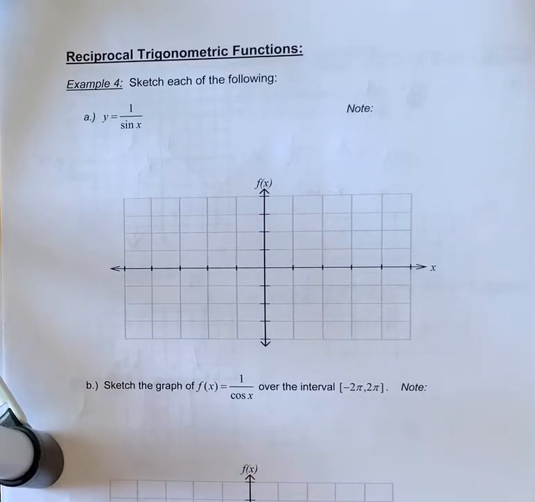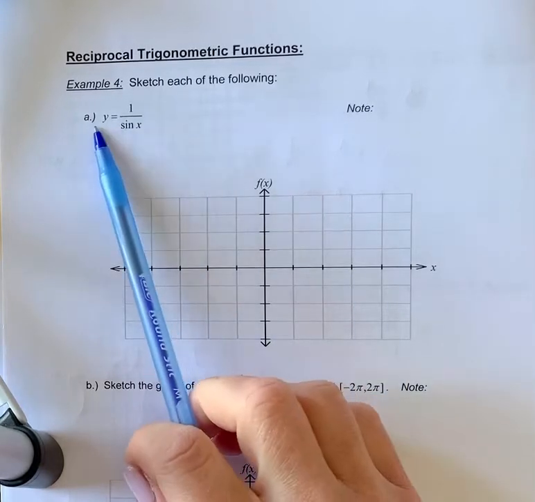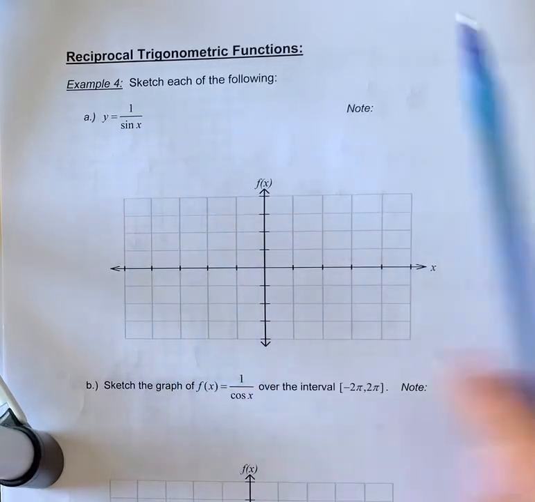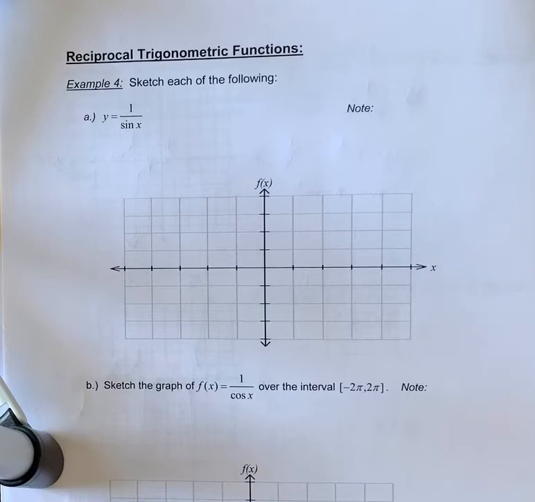Reciprocal trigonometric functions. We're going to sketch each of the following functions. So we're going to sketch y equals 1 over sine x. To do that, I'm going to graph sine x first. And again, I'm using pencils because that's not going to be my final answer.